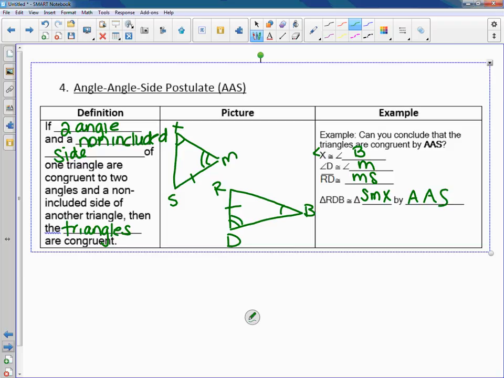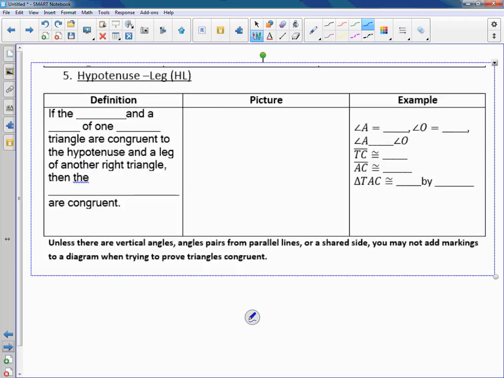Do you see that the side is not in between the two angles? If it was in between the two angles, it would be right here. Okay? It is not in between the two angles. Now, the last one is hypotenuse leg. Now, here's the thing about hypotenuse leg. It only works for right triangles. And I will show you how to know this one in a minute.